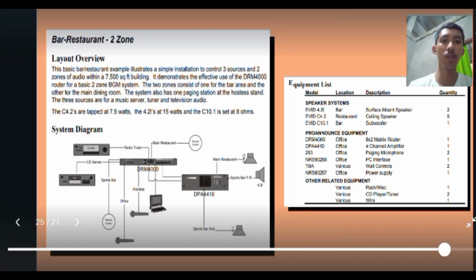The two zones consist of one in the bar area and the other in the main dining room. The system also has one paging station at the hostess stand and three sources: a music tuner and television audio. As you can see in the diagram, we have the C2 server, sports bar, the radio tuner, the main restaurant, the office that is connected to a mic, also the hostess, the DPA 4410 has a sports bar sub. And here is the equipment list in the example.